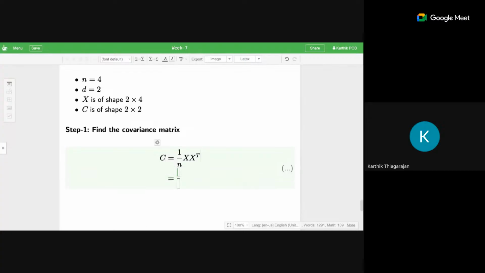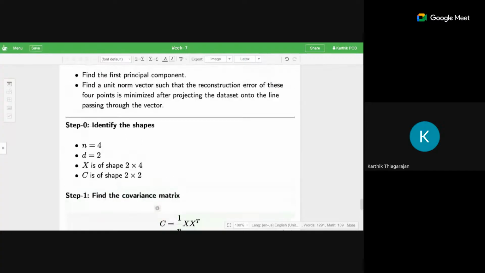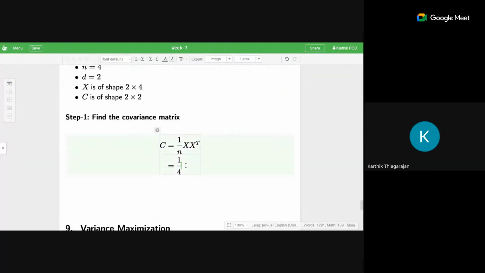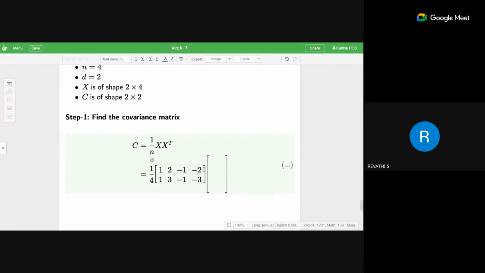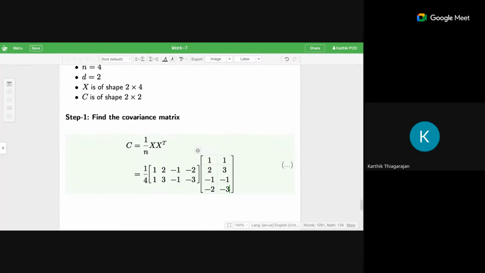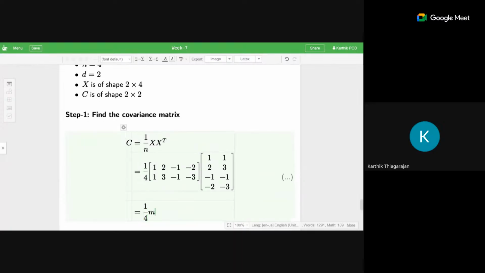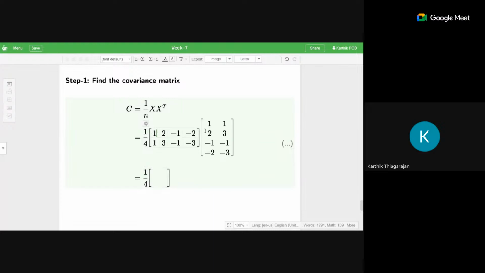So this is 1 by n, so this is 1 by 4, X X transpose. So let's take X here, this is X, and then X transpose, right? What will be the shape of the X transpose matrix? 4 by 2. Right? Let's see if I can paste it. Oh no, it doesn't work. Okay. So this will be 1, 2, minus 1, minus 2. The first row will become the first column, and then 1, 3, minus 1, minus 3. Is whatever I have written correct? Yes, sir. Okay. So can you please tell me what this will be? 1.